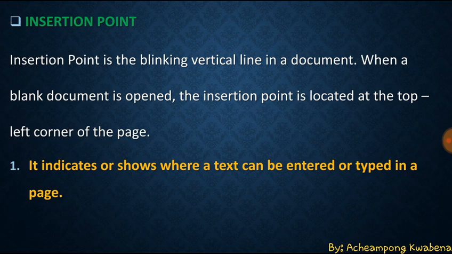Now the next one, we have the insertion point. The insertion point is a vertical line that we normally see blinking on the document area. The main function of this bar is to indicate where a text will be typed or entered within the document area. So whenever you open a word processor, the location where we have the blinking vertical bar means that's the place where the typing will begin when the user starts to type on the keyboard.